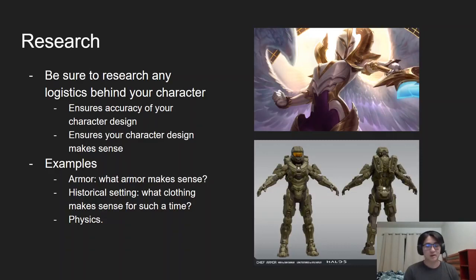And also, another example is historical setting. If you're creating a game like Ghost of Tsushima in a historical setting, you want to research, for example, what types of clothing would make sense for people to wear. And lastly, it's just general physics. You just want to make sure that everything just makes sense.